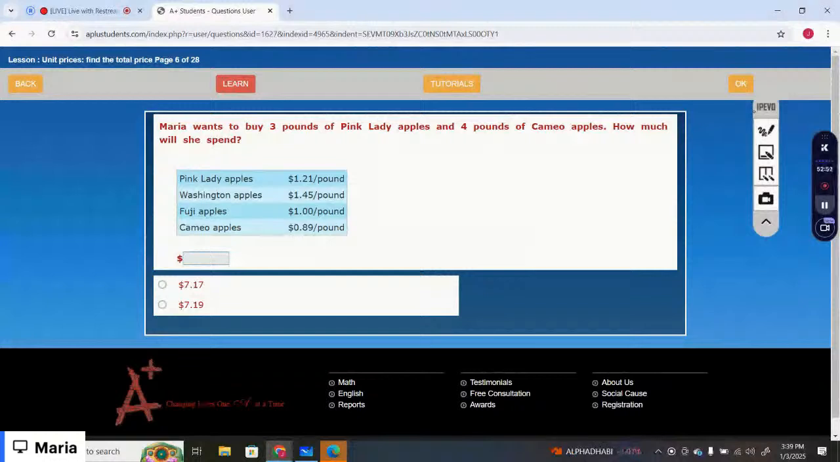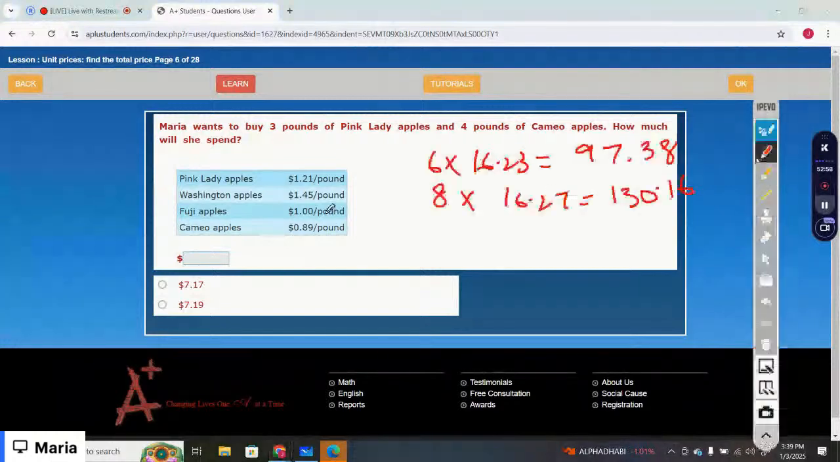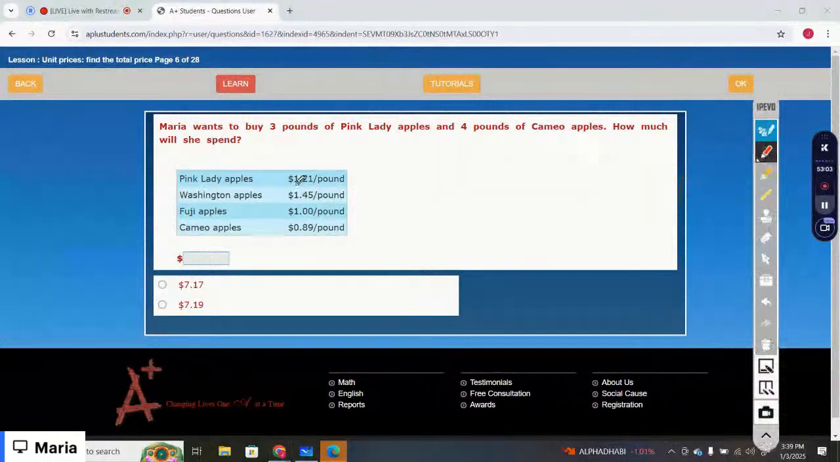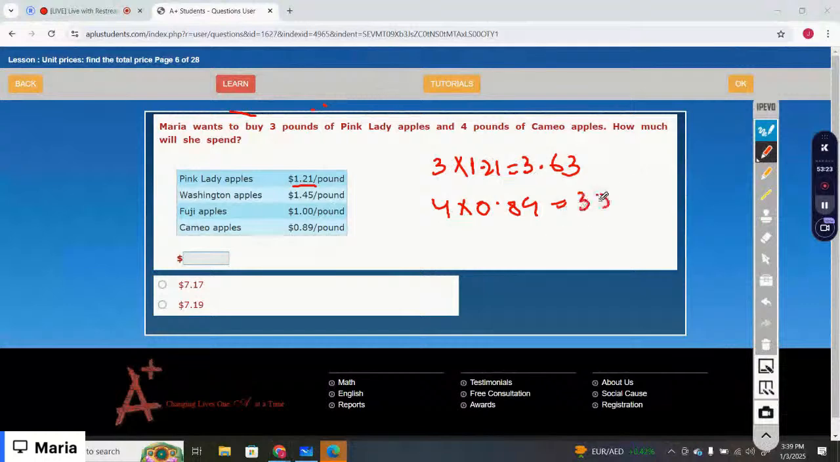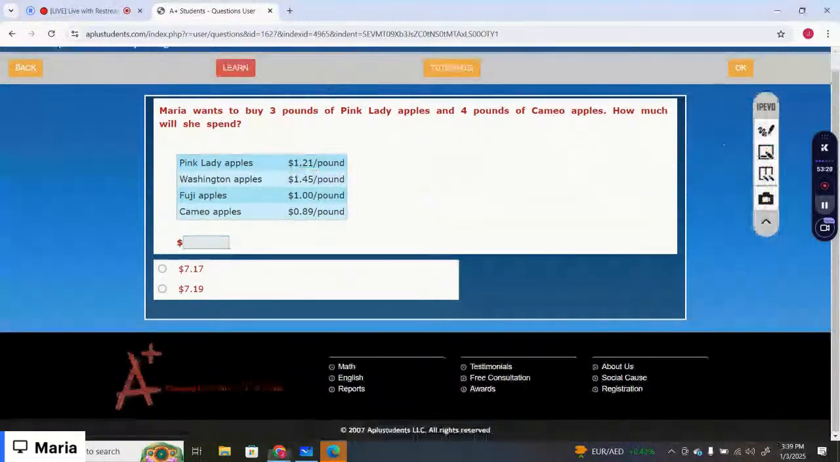Maria wants to buy 3 pounds of pink lady apples and 4 pounds of cameo apples. How much will she spend? So 3 pounds of pink lady apples, that would be 3 times 1.21, that is 3.63. And then 4 times cameo apples, so 4 times 0.89 is 3.56. So when you add, that would be 7.19. Option number 2 is the correct option.